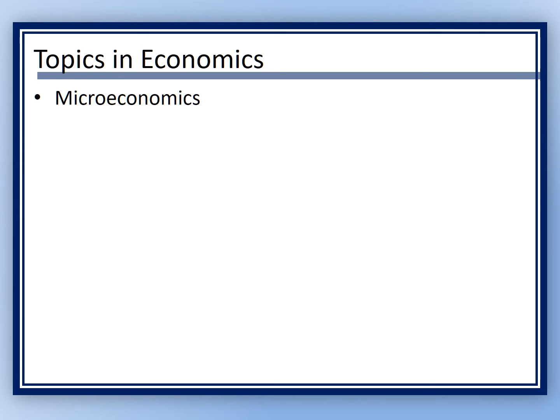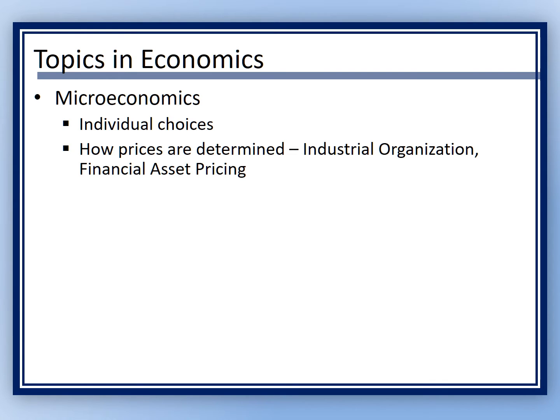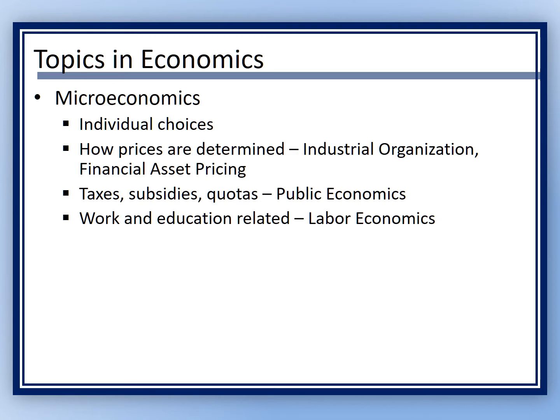In secondary school, economics is just composed of microeconomics and macroeconomics. In university, it's a lot more complicated. Within microeconomics, there are topics that study individual choices. There are fields that study how prices are determined. That's the topic of industrial organization and financial asset pricing. There are fields that study taxes, subsidies, and quotas, that's public economics. Work and education related, labor economics.